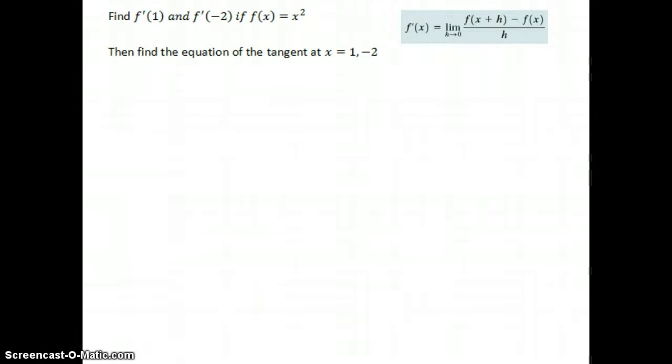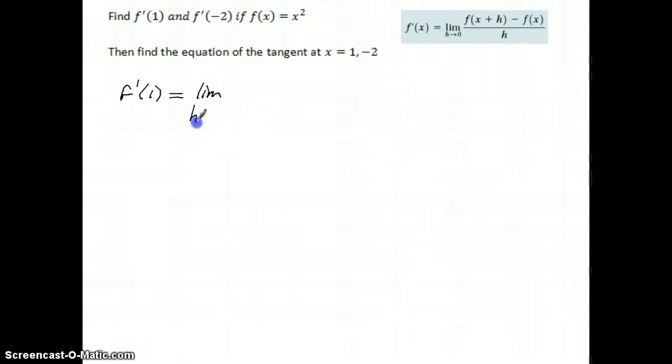Okay, so let's get some more practice here finding the derivative. We're going to use the function f of x equals x squared to find the slope of the tangent line at 1 and at -2. Let's go ahead and start off with 1. We have f prime of 1. So in the x spot, we have a 1.